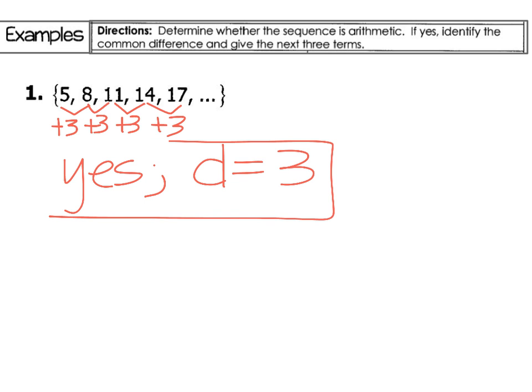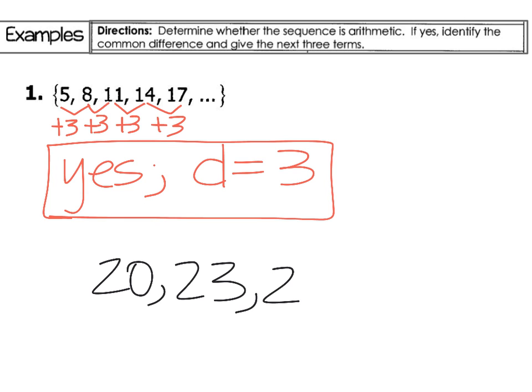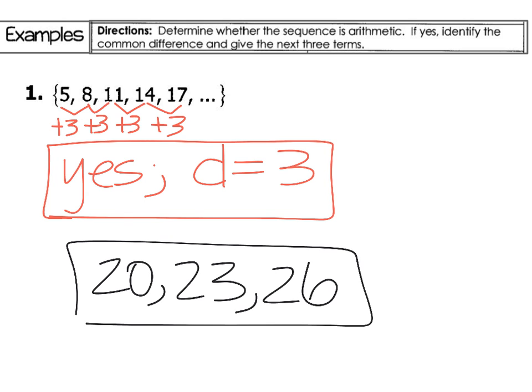The next three terms would just be: add 3 to 17, we get 20. Add 3 to 20, we get 23. Add 3 to 23, and we get 26. There's our next three terms.